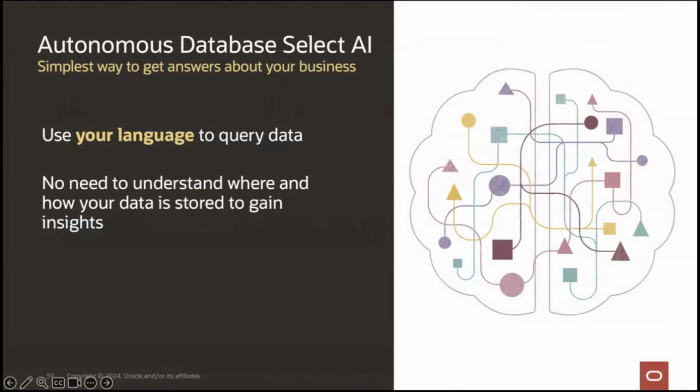All right, so autonomous database SelectAI. It's the simplest way to pass queries to the database. You use your language to query the data. You don't need to understand where the data is coming from. You don't need to create any mappings or anything like that. You just take advantage of natural language, and you get your results back, or you get the SQL. We'll take a look at that. You can use whatever language you want, English, French, Tagalog, whatever, to get the answer. So you don't need to know the structure of the data and how to query the data.